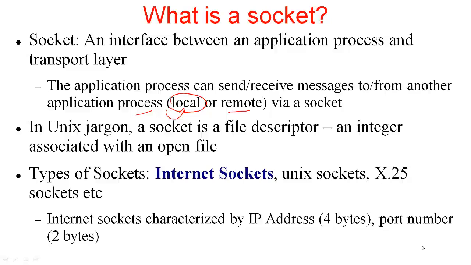In Unix jargon, a socket is nothing but a file descriptor, an integer associated with an open file, and the application processes write into this file and read from this file. There are many types of sockets: internet sockets, Unix sockets, and X.25 sockets. In this video we are going to focus exclusively on internet sockets, and these are characterized by IP addresses and port numbers. IP addresses are 4 bytes, port numbers are 2 bytes.